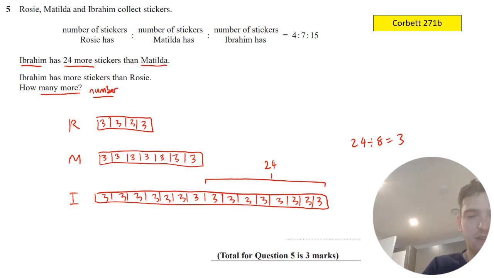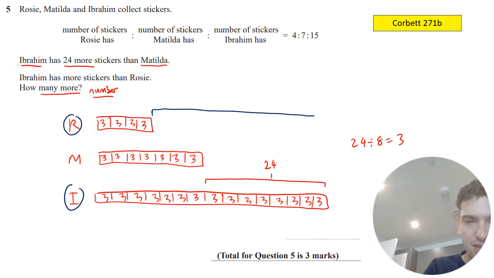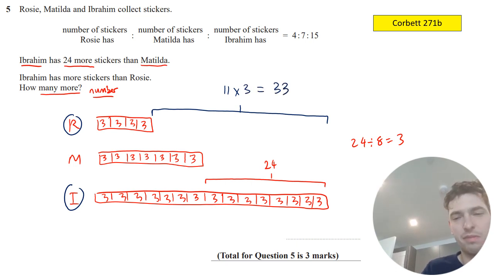And then let's go back to the question. Ibrahim has more stickers than Rosie. How many more? So I need to compare Rosie and Ibrahim. And this difference here, well, how many boxes is the difference? 15 minus 4 is 11, and each box is worth 3. So my answer is going to be 11 times 3, which is 33. So hopefully that was a nice and straightforward ratio question. Let's keep going.